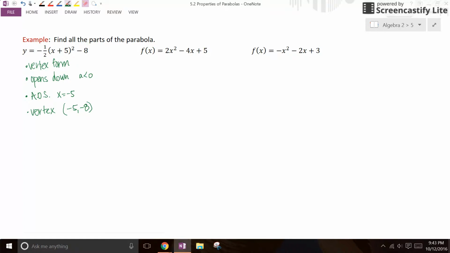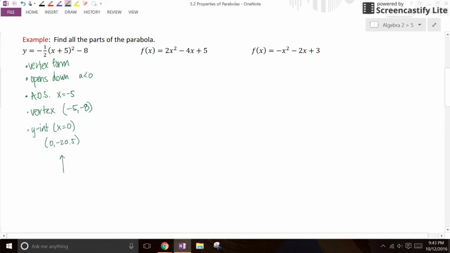Oh, the y-intercept. I could actually even find a y-intercept. And a y-intercept would be when you make x equals 0. Remember, an intercept is always when you make the other variable 0. So I'm going to make x 0. And what do I get there? 5 squared is 25. And then cut it in half is 12 and a half. And then take it and make it negative 12 and a half. And then minus 8. I think that's negative 20 and a half or something like that. So that's kind of gross. So there's all the different things.